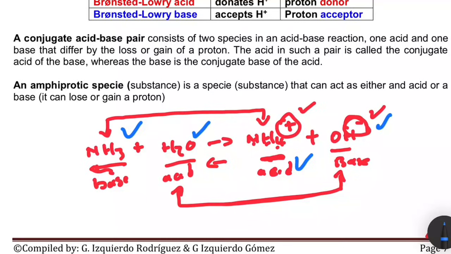H2O is not the only species that can act as either an acid or a base. We'll see that as we progress. We're going to come across examples where we have an amphiprotic species, or we're supposed to identify an ampholyte, and it's not H2O. So for the time being, just remember that an amphiprotic species is a species that can act as either an acid or a base.